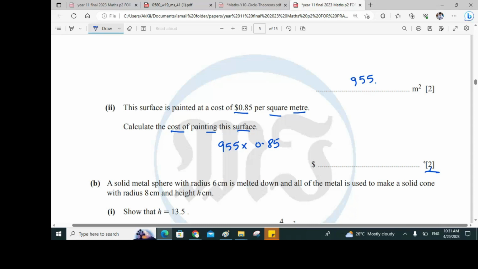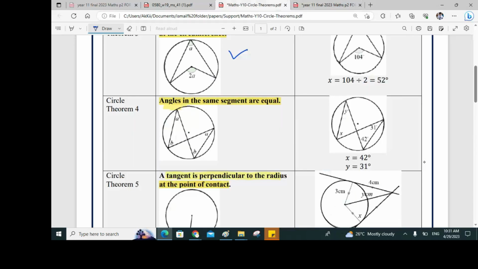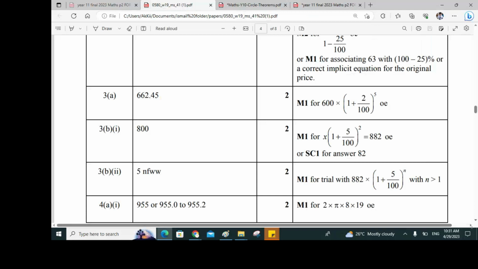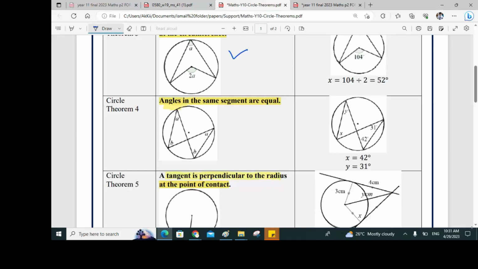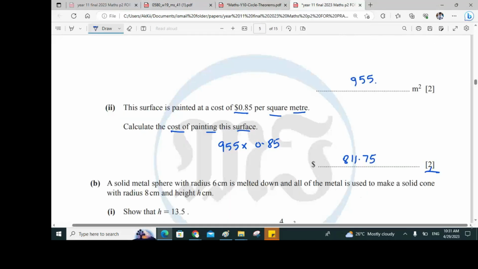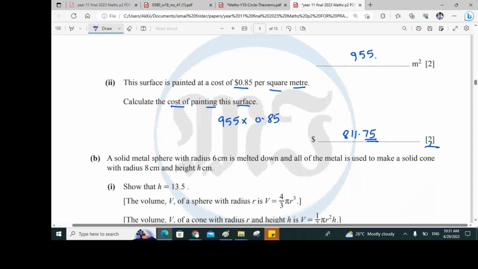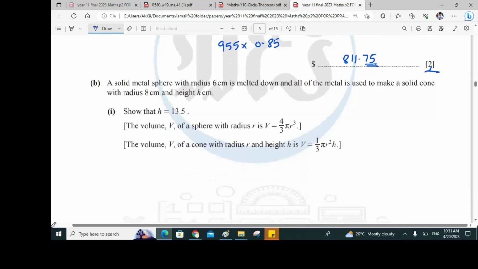So it is how much? 811.75. Just a second. 811.75. This is that answer. And let us continue, because this is just the price. So the price must be written in dollars and up to 2 cents. So this is why I have used this. Okay. Now the next part.